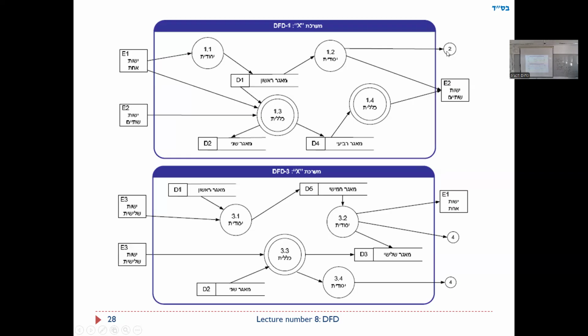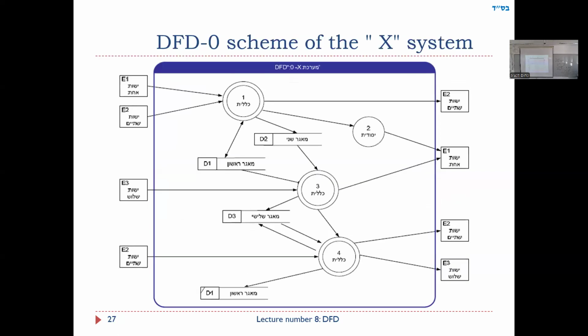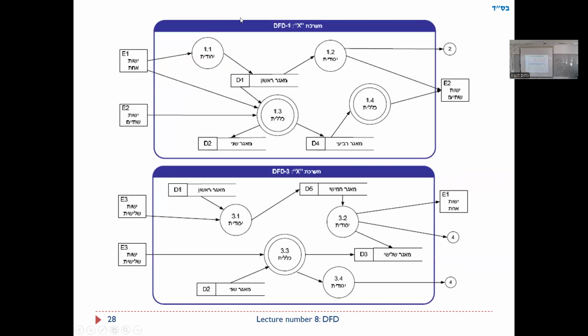Now, what does this mean? This little 2 here. If you saw over here in DFD 0, 1 sends data to 2. So now when we explain 1, we have to explain which internal process is the one to send to 2. So we put it to 2. Why is 2 outside of the square? From process 1's perspective, it's an external entity. He's not part of it. This is now a system, and from that system's perspective, 2 is external.